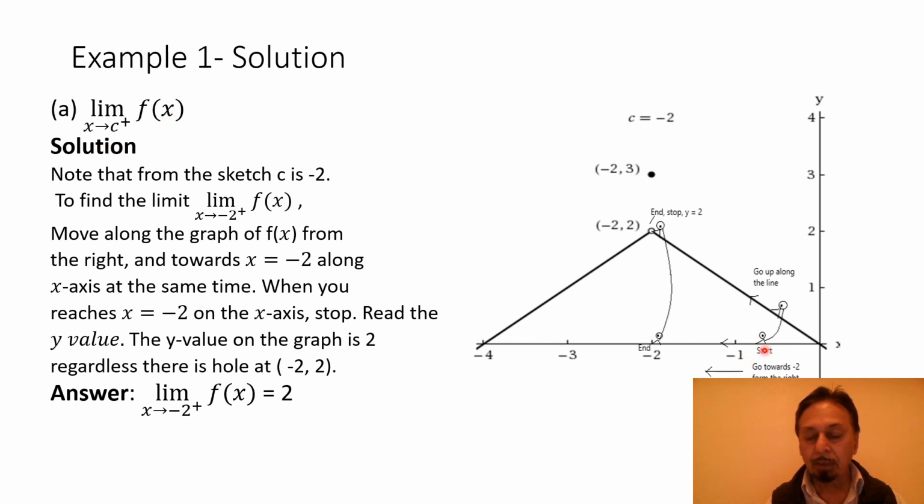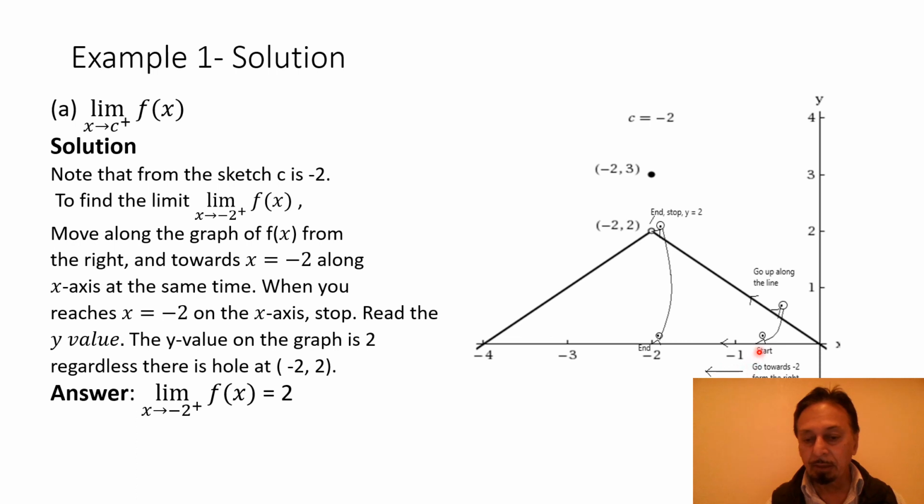So first you look at what c is. Well, c in this graph is negative 2. So here's negative 2, and we have to approach from the right. Just imagine that there are two flies connected with a string. When this fly moves on this line, the other fly moves along the curve.